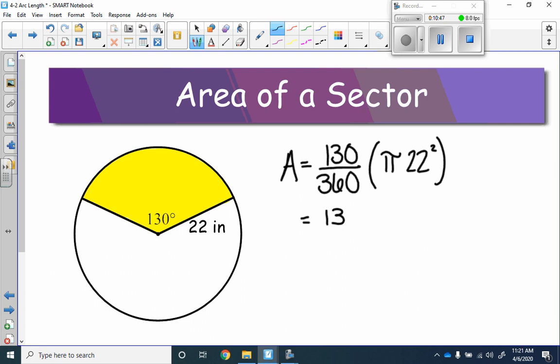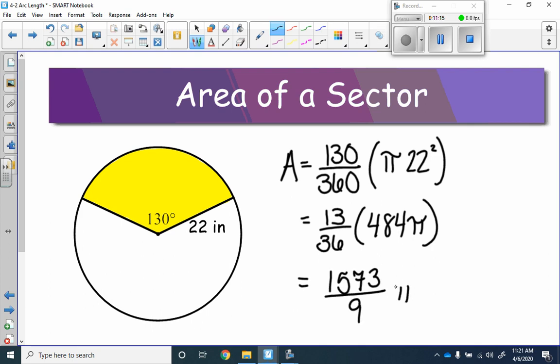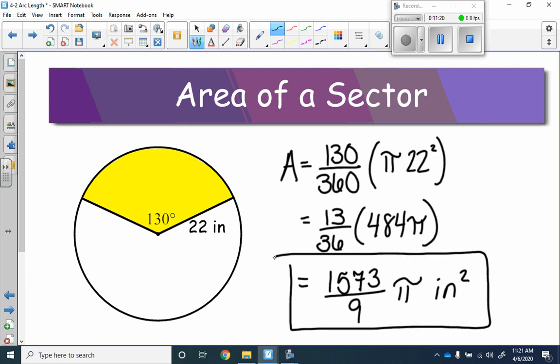Okay, so 13/36. We're going to multiply that by 22 squared pi, which was 484. There's your area. You're going to take a fraction of it. So 13/36 times 484. Not the prettiest number here, but we're going to work with exact values. 1,573/9 times pi inches squared would be your area of that shaded area.